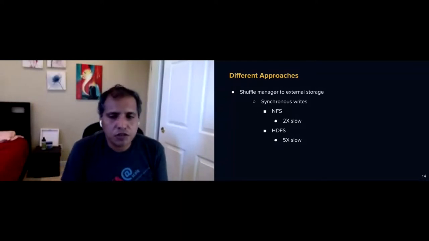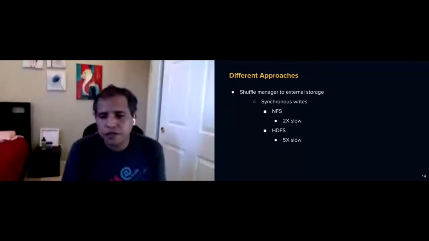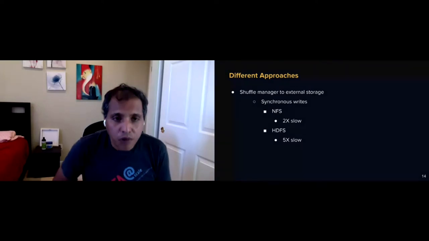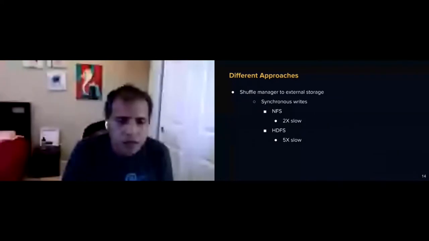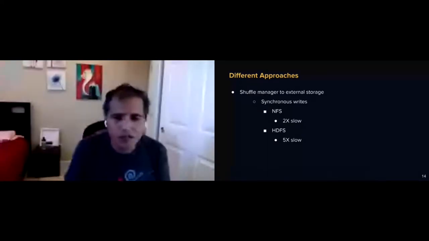First, we abstracted our shuffle manager with external storage, such as NFS or HDFS. However, our performance benchmarking showed that NFS was 2x slower and HDFS was 5x slower, though we were using synchronous writes because HDFS does not support asynchronous writes.